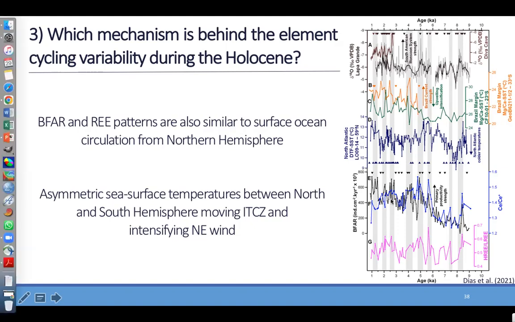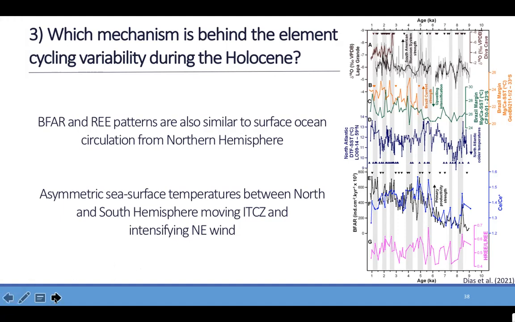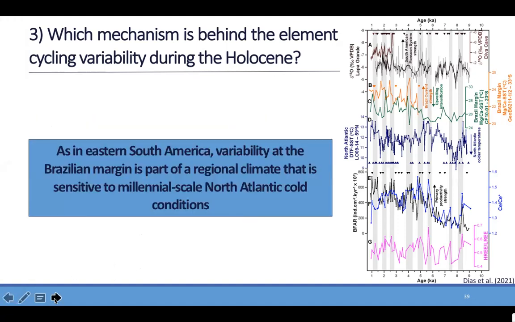So we do have this asymmetric temperature driving those changes of the intertropical convergence zone. So this movement southward, and also this intensifying the northeast winds. So what we can see from that is that our records of Bf/Ca are part of a regional climate that's very sensitive to the changes in the North Atlantic conditions, the climate that is settled by the Northern Hemisphere.